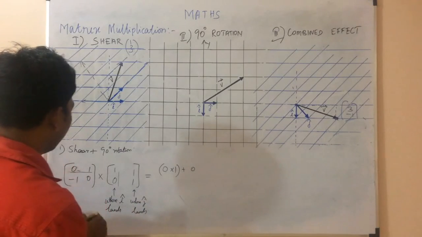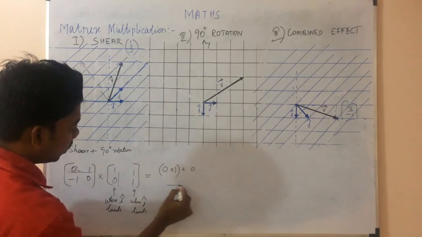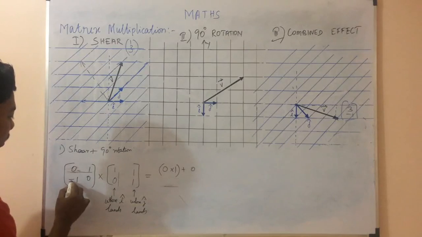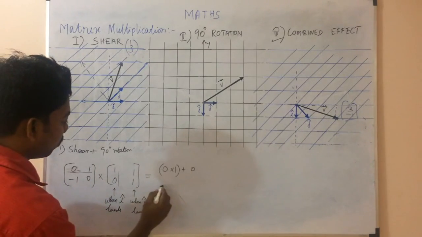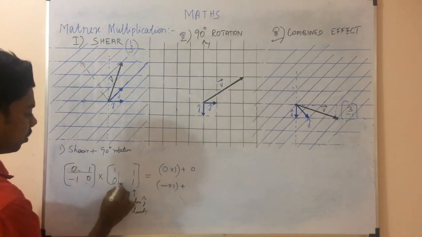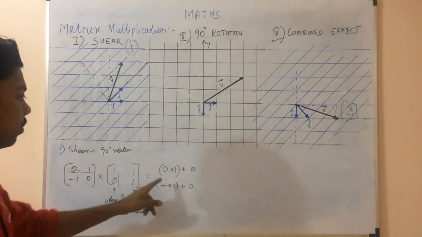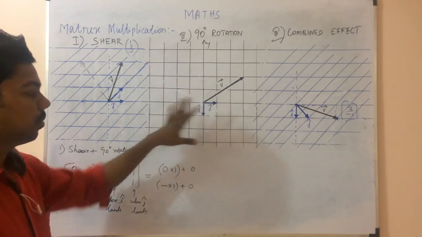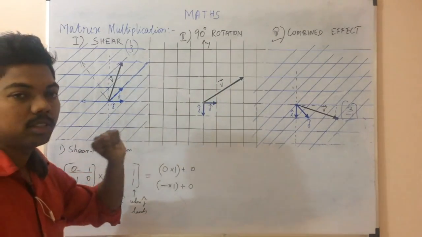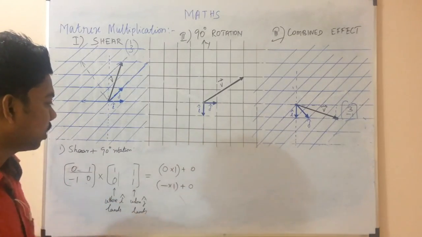After that, to find this column, you have to find minus 1 into 1 plus 0 into 0, which is 0. Okay, so now you got one column. In the previous classes we developed this in a practical way, in geometric representation, how the multiplication is done in a geometric way. Please refer to those previous videos. Now we are doing it in a shortcut way.